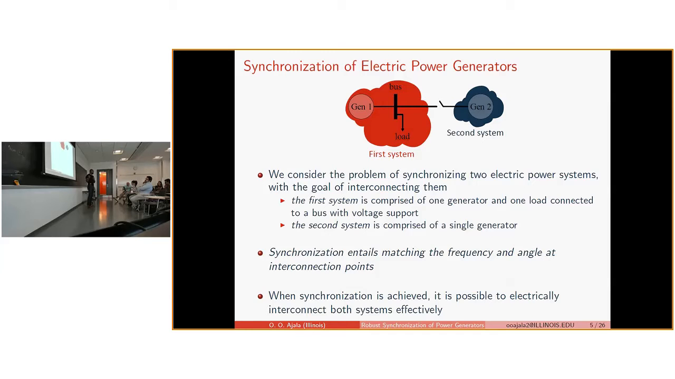Synchronization in this context entails matching the frequency and angle at the interconnection points. We're assuming that the voltage at this interconnection point is a known constant to both systems. And so we're just going to be focused on matching the frequency and the angle. And when synchronization is achieved, it is then possible to electrically interconnect these two systems effectively.